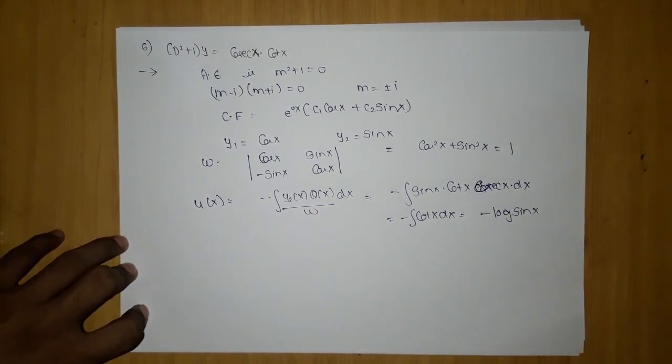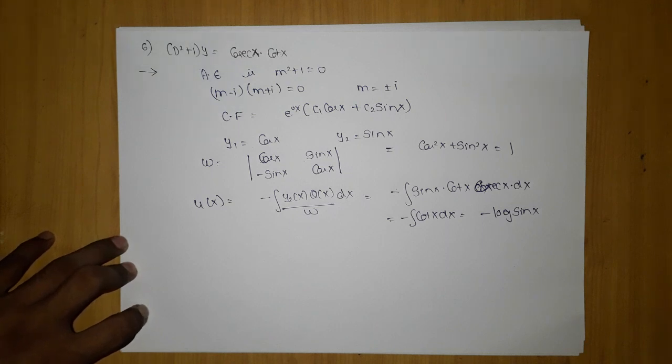What happens is that many children get confused between the integration of tan x and the integration of cot x. The reason is that the integration of tan x is log sec x, so they think that the integration of cot x will be cosec x, which is a blunder. Here the integration of cot x is nothing but log sin x.